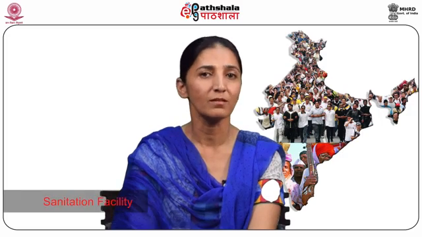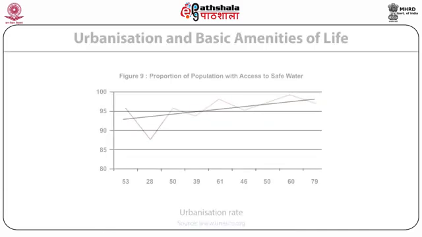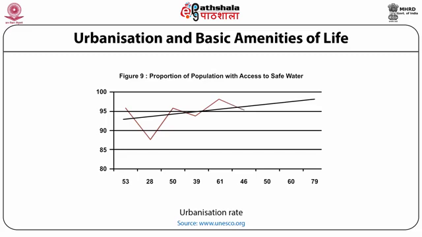Three-fourths of the countries have accelerated improvements in the 2000s in providing access to an improved drinking water source and to an improved sanitation facility. It is generally believed that urbanization rate and access to safe drinking water are positively associated with each other. This can be observed from figure 9.